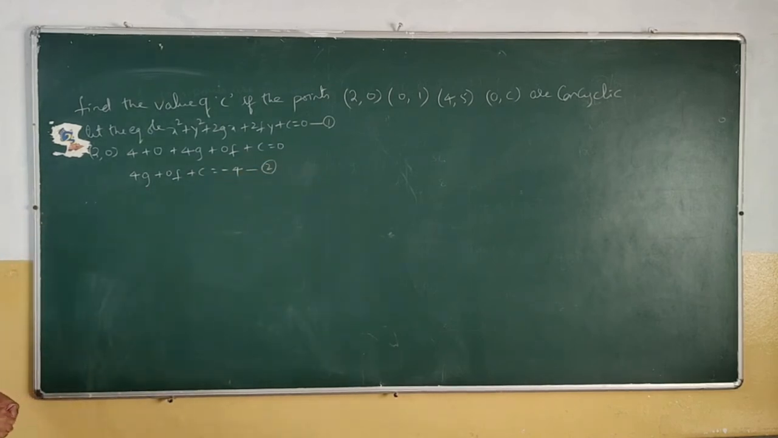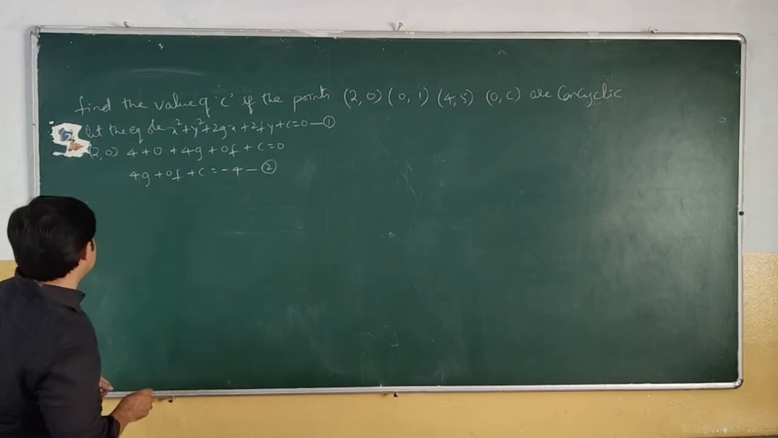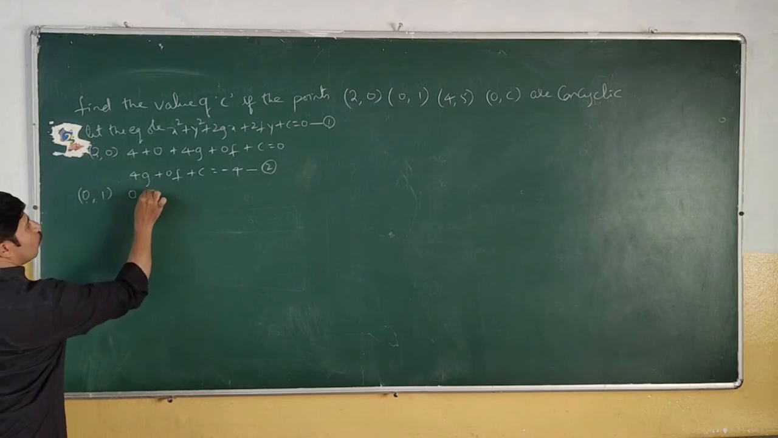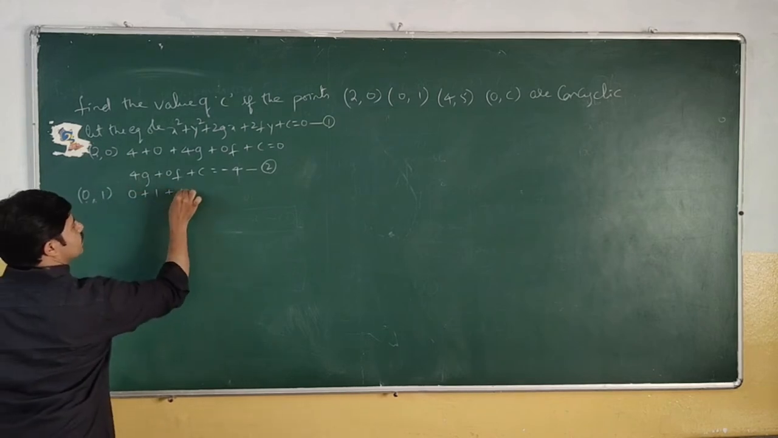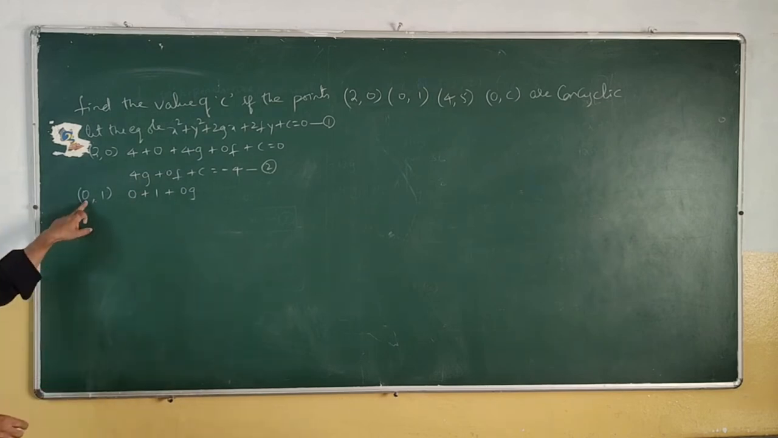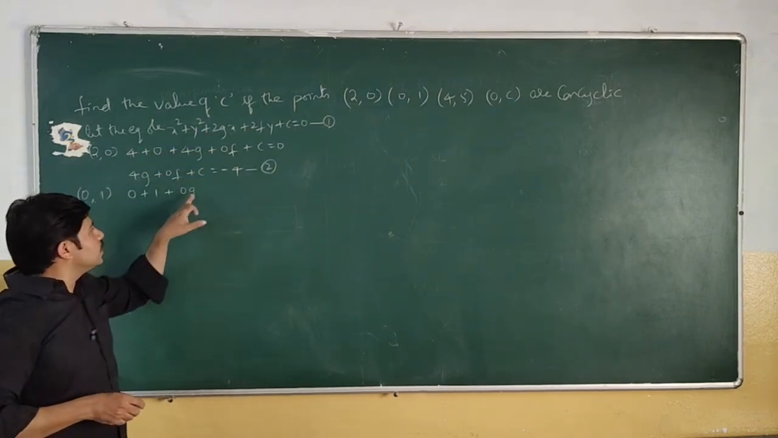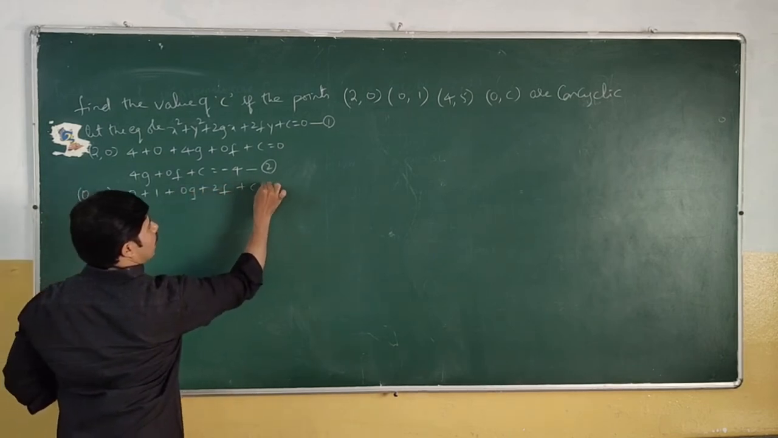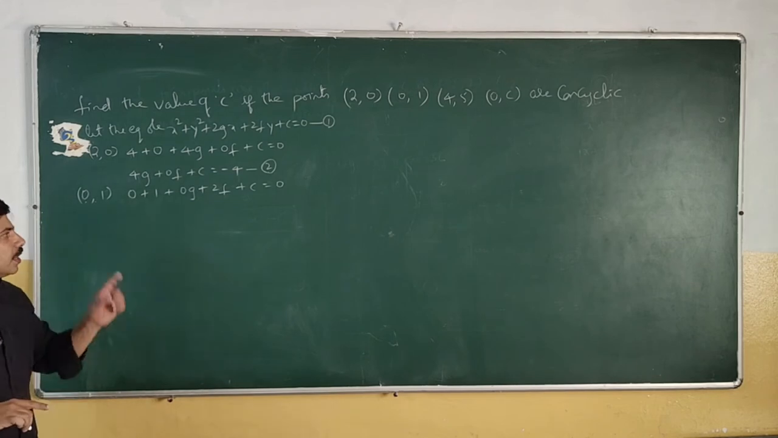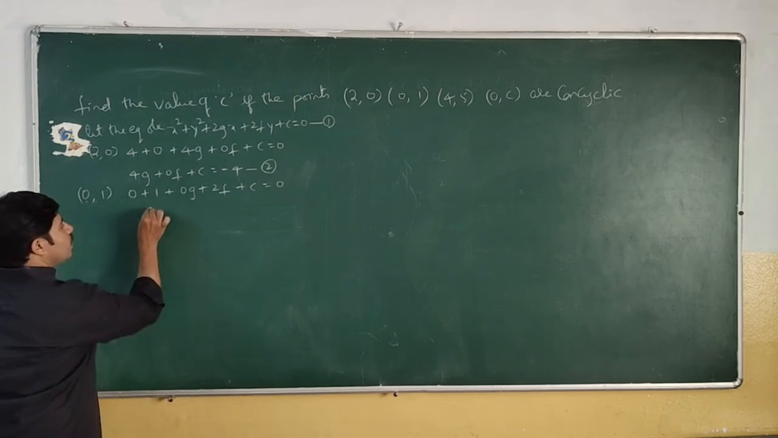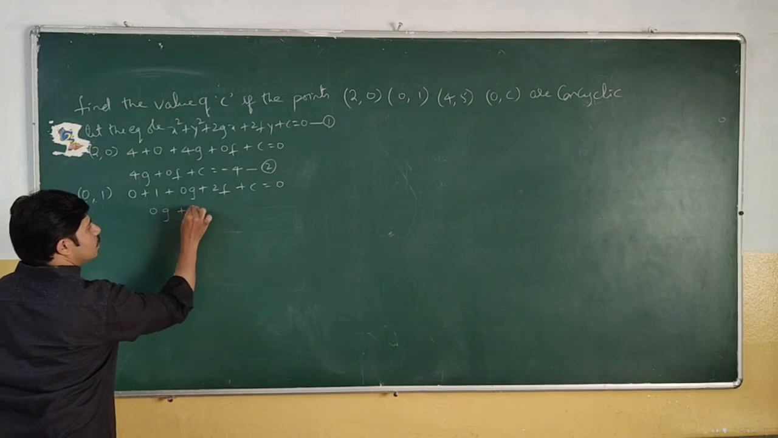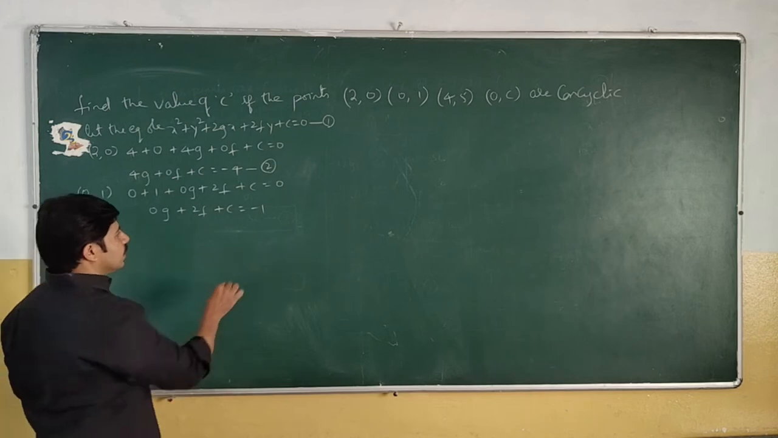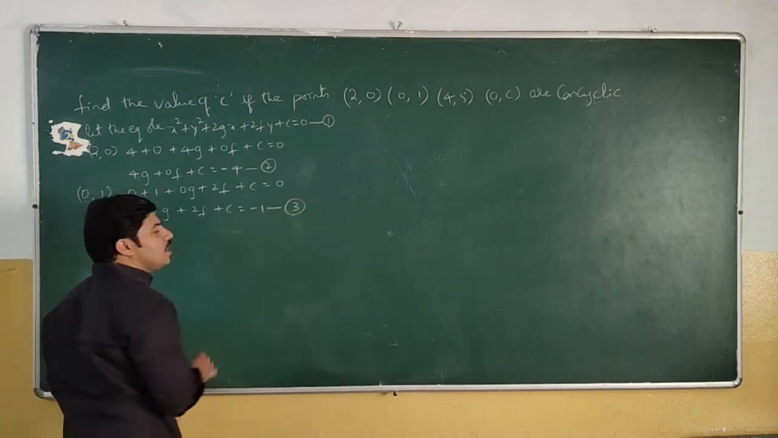After that, the next point is 0, 1. So 0 plus 1 plus 0g, because x coordinate is 0, and 0 into g is 0. Just write 0g plus 2f plus c is equal to 0. So we get 0g plus 2f plus c is equal to minus 1. This is equation number 3.